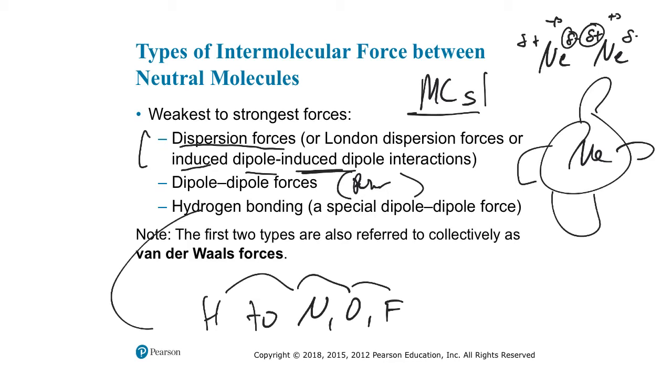And this connects back to chapter 10. So when we're looking at the van der Waals equation, the values that have the largest a value are the ones that have the largest intermolecular forces. And the largest a values come from having the greatest dispersion or dipole-dipole forces. So van der Waals forces are sometimes referred to as the dispersion forces and dipole-dipole forces.